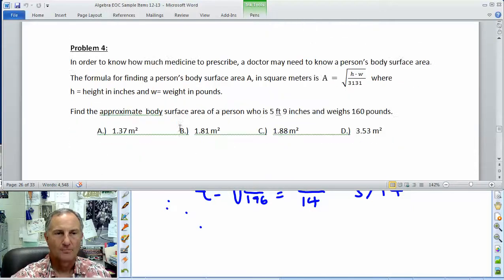Problem 4. In order to know how much medicine to prescribe, a doctor may need to know a person's body surface area. The formula for finding a person's body surface area, A, in square meters is A equals the square root of h times w over 3,131, where h is your height in inches and w is weight in pounds. Find the approximate body surface area if you're 5'9" and weigh 160.